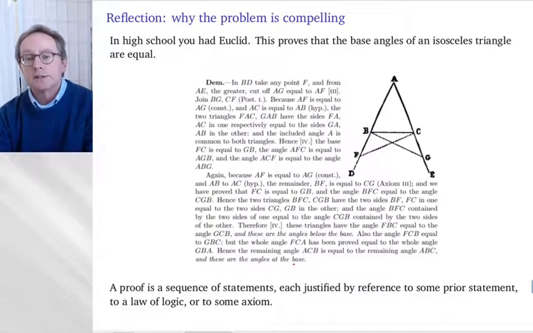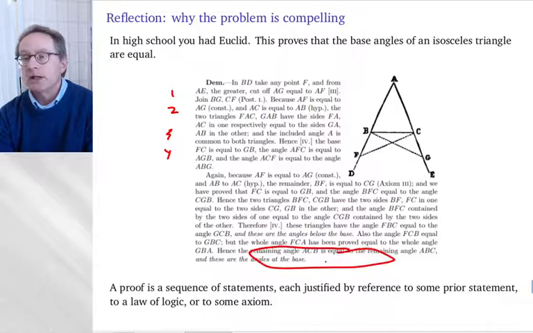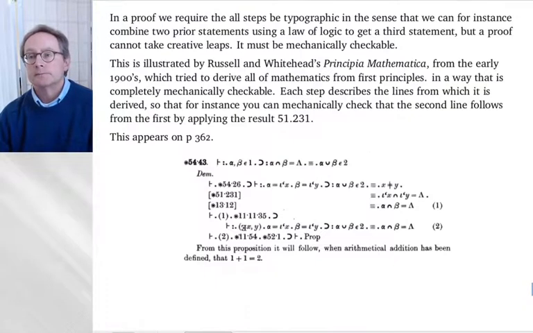So a proof is a sequence of statements. Statement 1, Statement 2, Statement 3, Statement 4, each justified by reference to some prior statement or some law of logic. You're allowed to say Statement 5 holds because it follows from a law of logic by combining Statement 1 and Statement 4. And then when you get down to the end, the final statement here is the thing that you are proving. Okay, and that's just familiar from high school geometry.